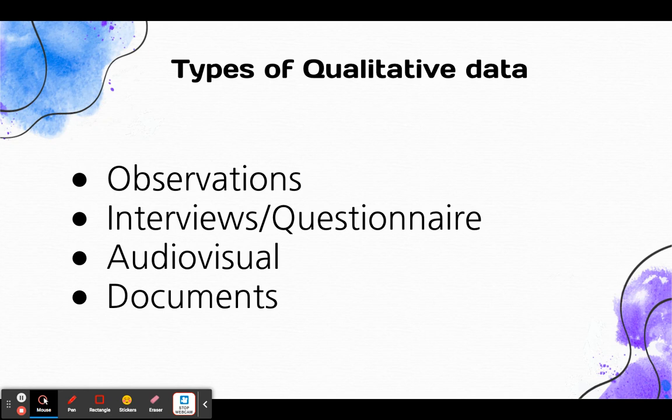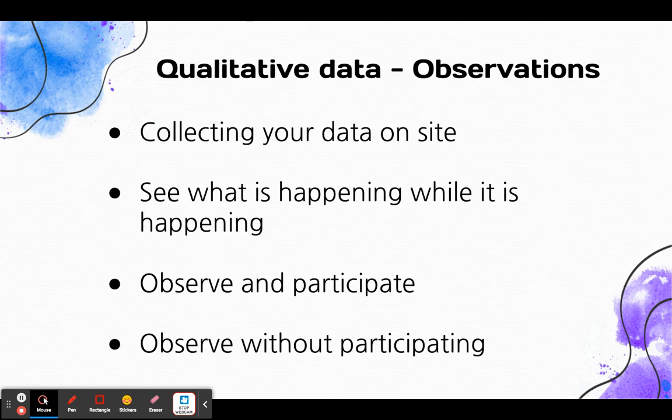Okay, so types of the qualitative data. You can use observations, interviews or questionnaires, audio visual, or documents. So with observations, you would collect the data at a specific site of your choosing. And when you're doing these observations, you're actually sitting there and seeing what's happening while it's happening.